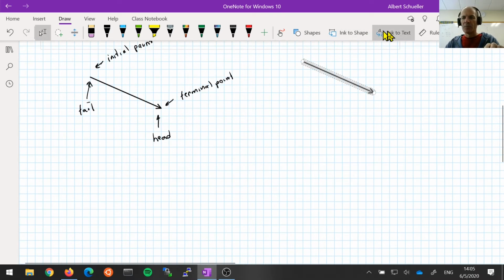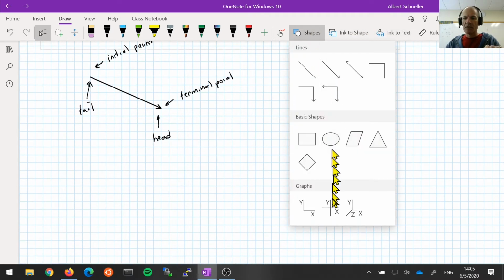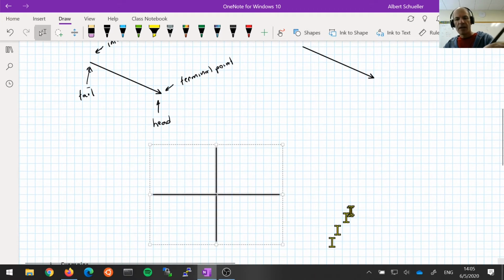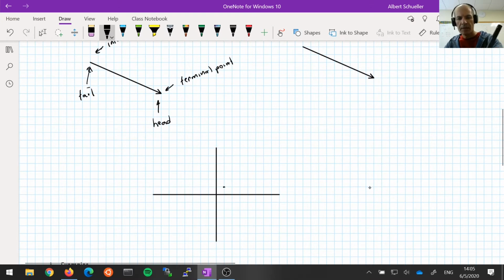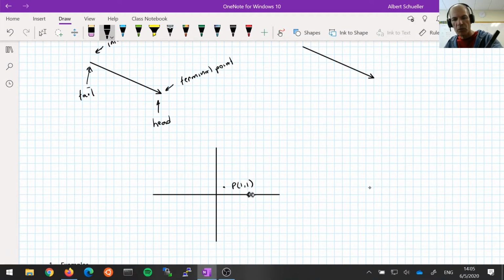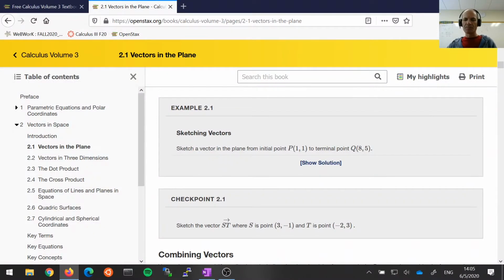So for example, we might have a coordinate system like this, and the point (1, 1) is right here. You go out 1 in the x direction and you go up 1 in the y direction, and that's what this book is going to call P(1,1). Q(8,5), same thing: 1, 2, 3, 4, 5, 6, 7, 8, and 1, 2, 3, 4, 5. There's Q(8,5). These are points, they're not vectors, and there's a difference.